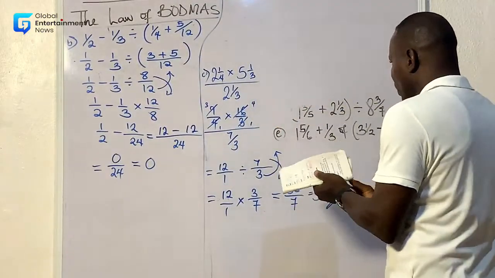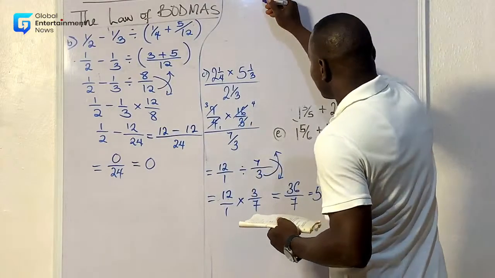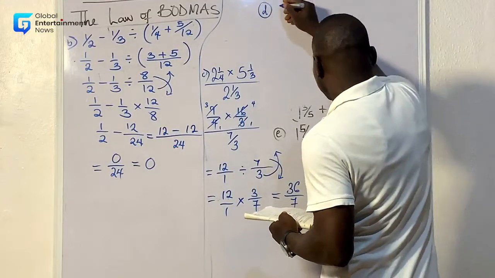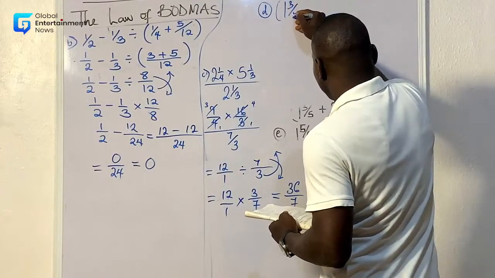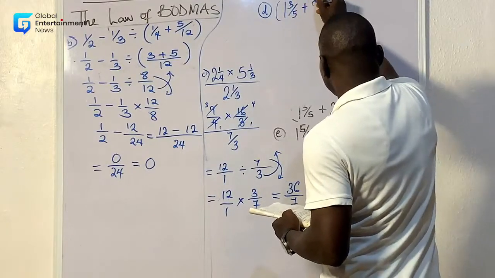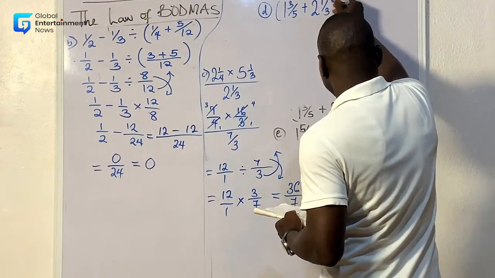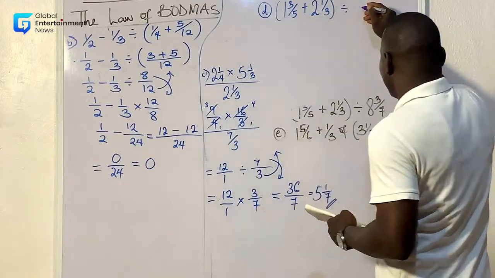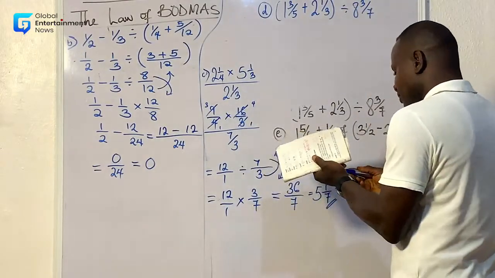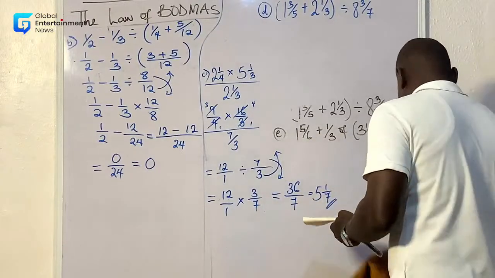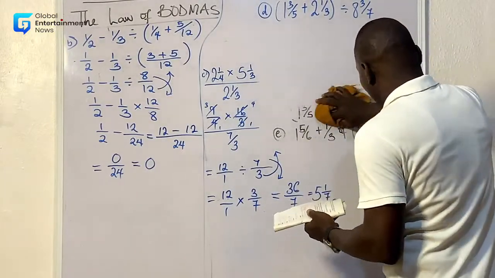Let me first write the question. That is going to be D. We have bracket open 1 whole number 3 all over 5 plus 2 whole number 1 all over 3, bracket close, divided by 8 whole number 3 all over 7. That is the question. Now, what are we going to do?